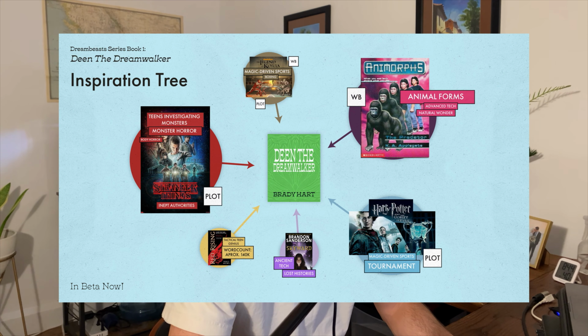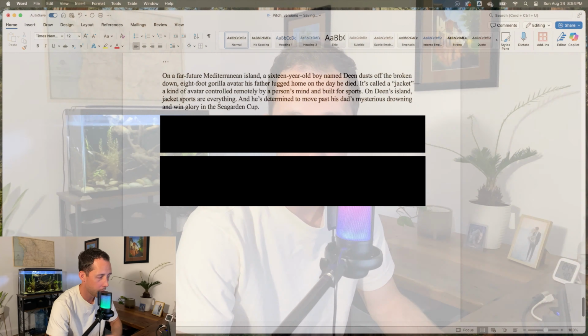I'm an indie sci-fi author, and today I'm going to make an inspiration tree graphic for my book, Deen the Dreamwalker. Before I get started, I wanted to read you my pitch for this book.